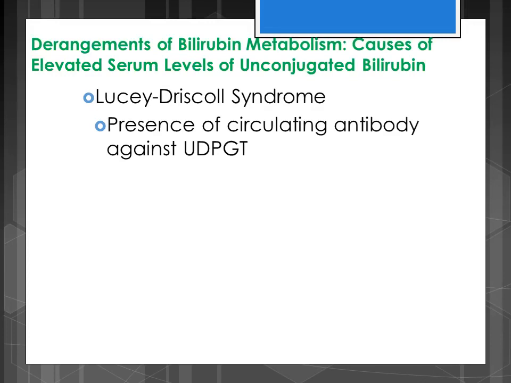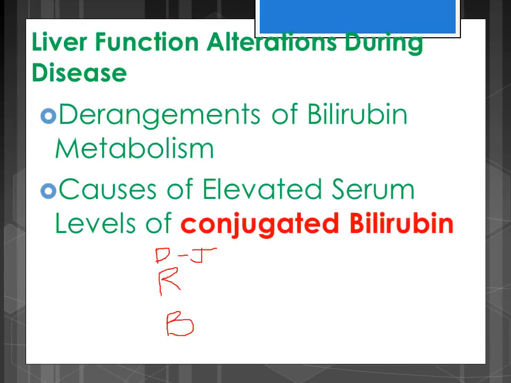Okay, so last part of our topic. I hope you are all well. No, hindi pa pala to last kasi part pa lang siya ng derangement of bilirubin metabolism. Okay? But tapos na tayo dun sa causes of elevated serum level of unconjugated. Now we proceed to causes of elevated serum levels of the conjugated bilirubin. Okay, ito yung tapos na siyang i-process ng UDPGT, na-convert na siya from unconjugated to conjugated.